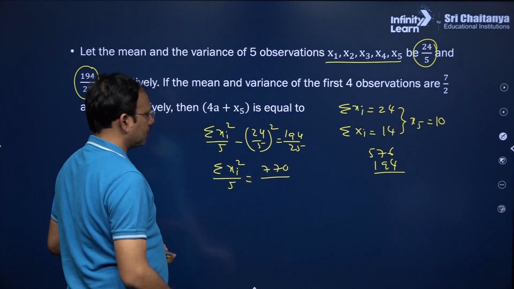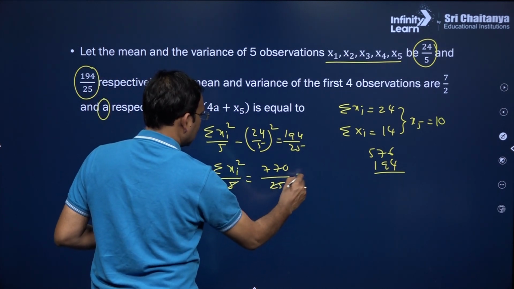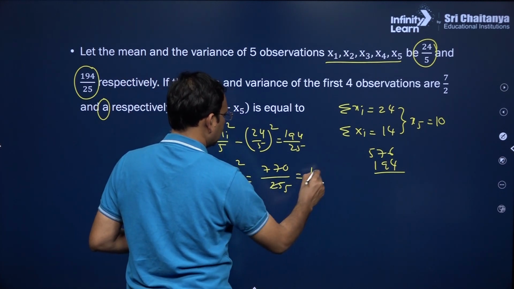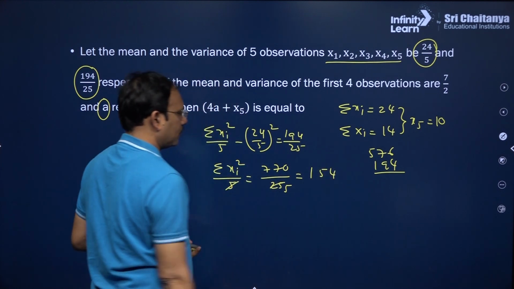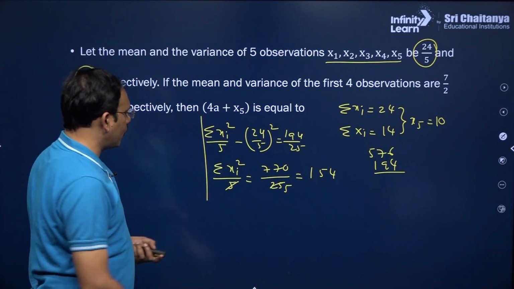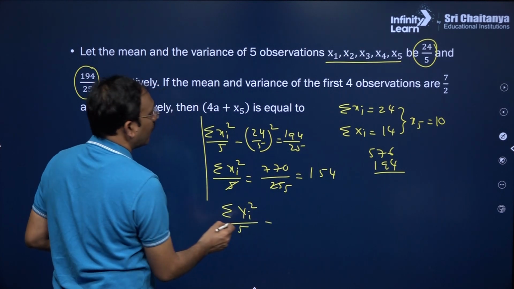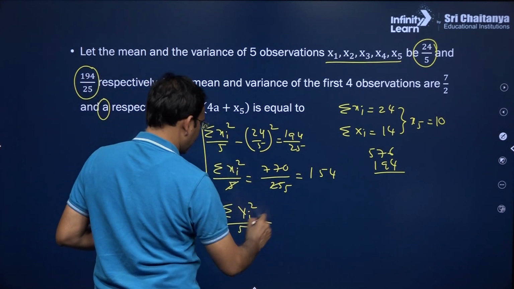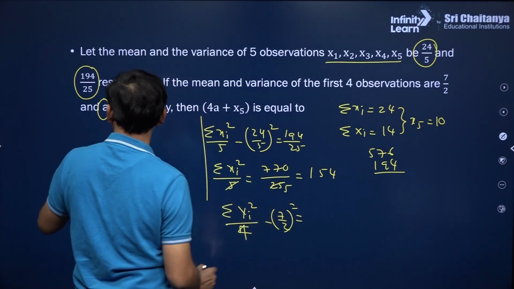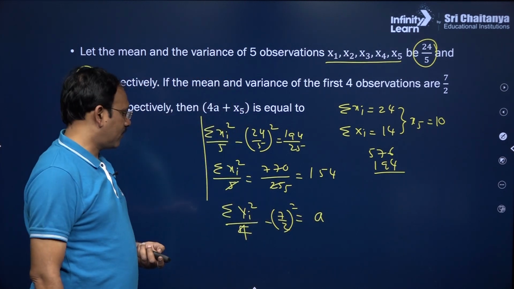770 by, yeah, this is 25. So 5 times, this is going to be 154, right? Sigma xi square. In the same way, you compute sigma capital Xi square. Sigma capital Xi square by 5 minus the average, 7 by 4, that is 7 by 2 whole square, is equal to the variance, which is A.